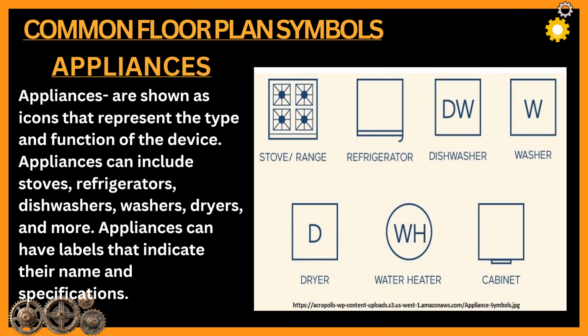Appliances. Appliances are shown as icons that represent the type and function of the device. Appliances can include stoves, refrigerators, dishwashers, washers, dryers, and more. Appliances can have labels that indicate their name and specifications.